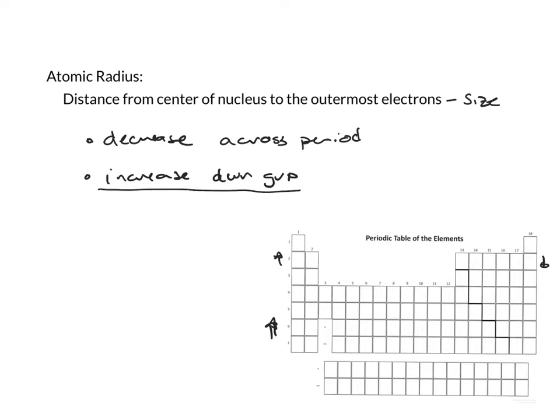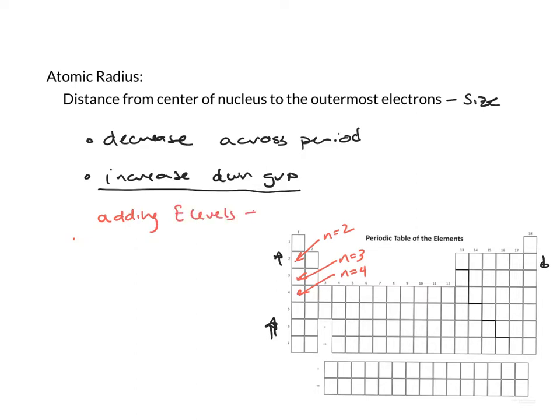As we go down a group, so as we go from lithium to sodium, the difference is that the outermost energy level for lithium is energy level 2, and the outermost energy level for sodium is energy level 3, right? And for potassium, it's energy level 4. So every time we go down a group, we're adding energy levels.